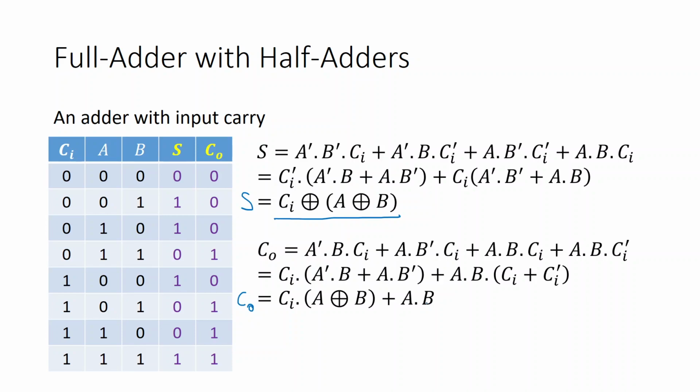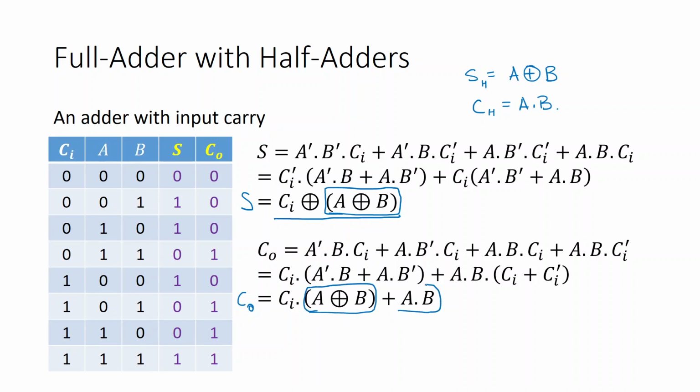Now you simply try to remember the half adder circuit, the first circuit that I showed. What was the sum there for the half adder? It was A XOR B. What was the carry there? It was A AND B, right? You see, this is the output of the half adder.